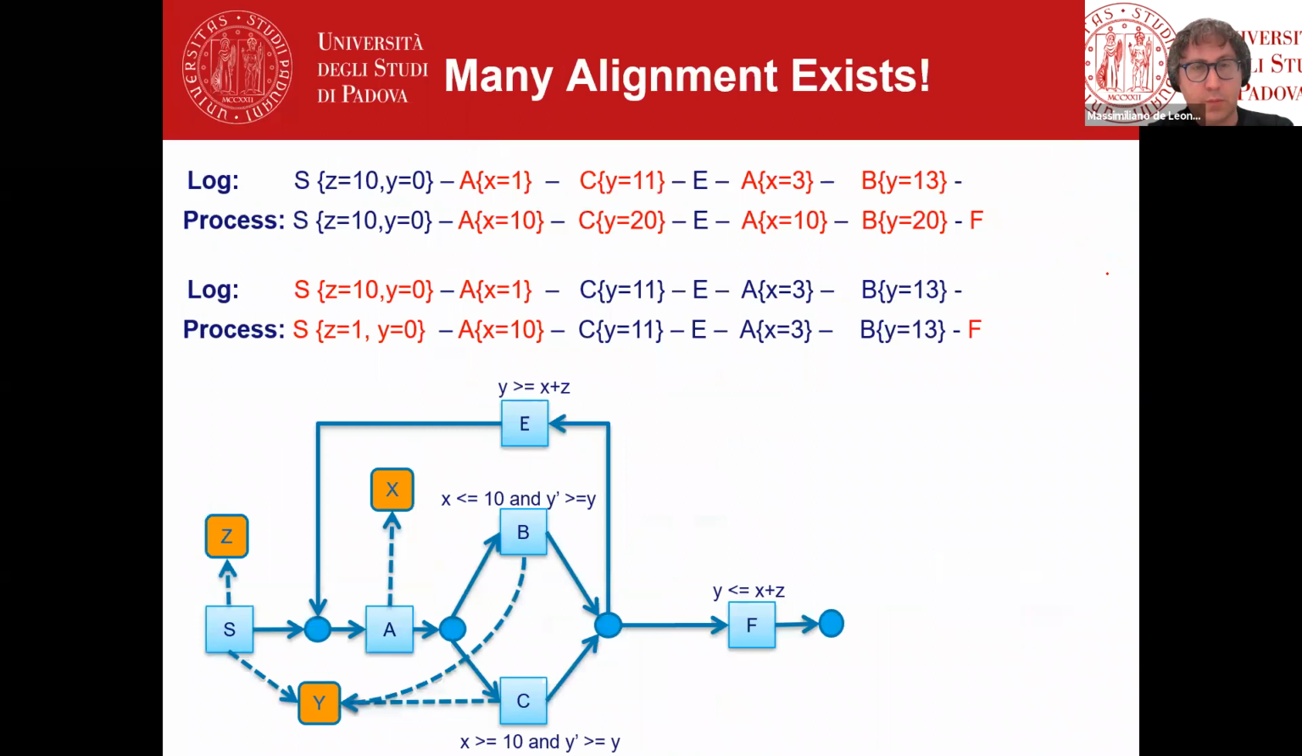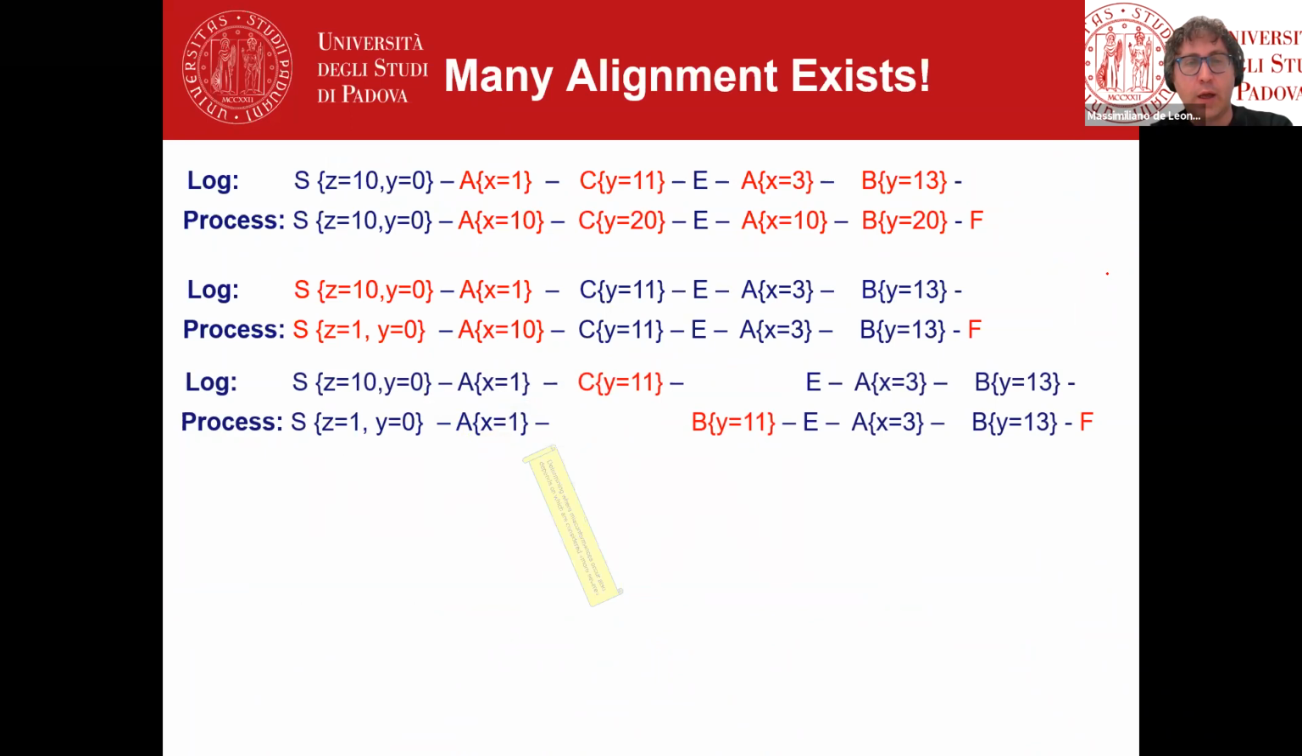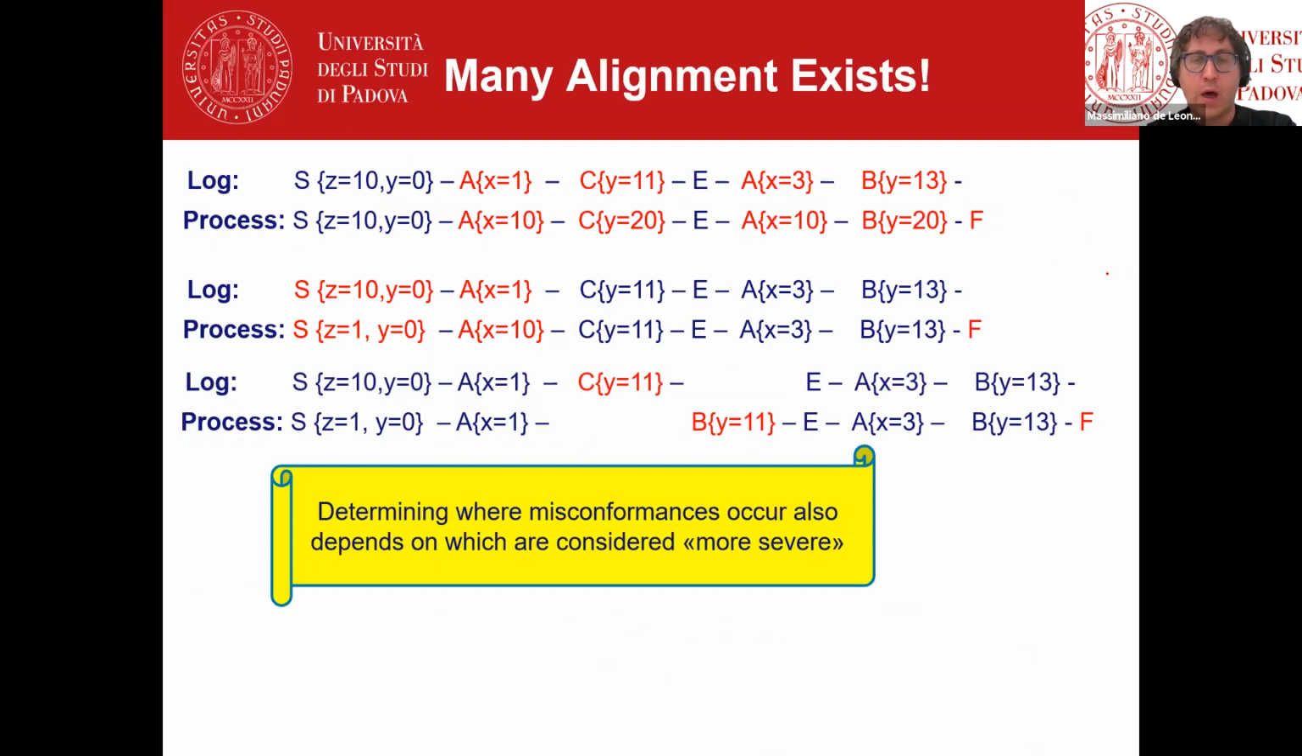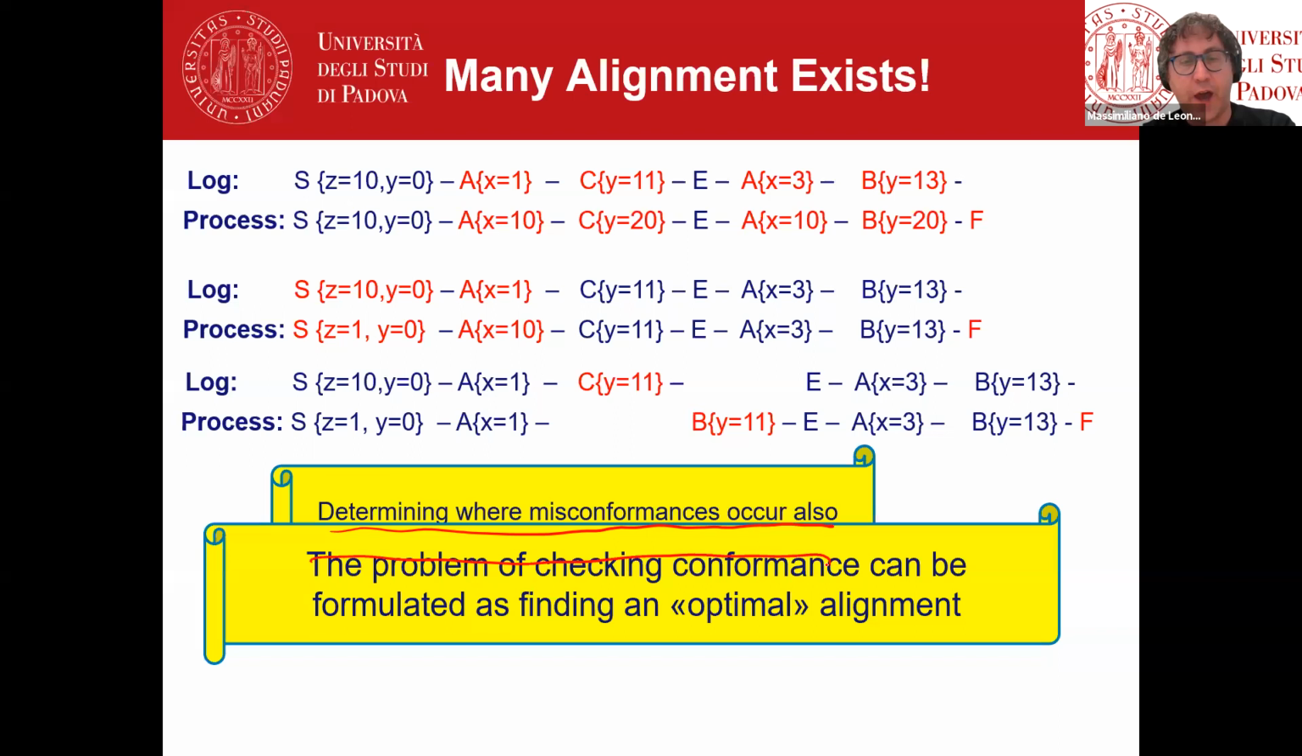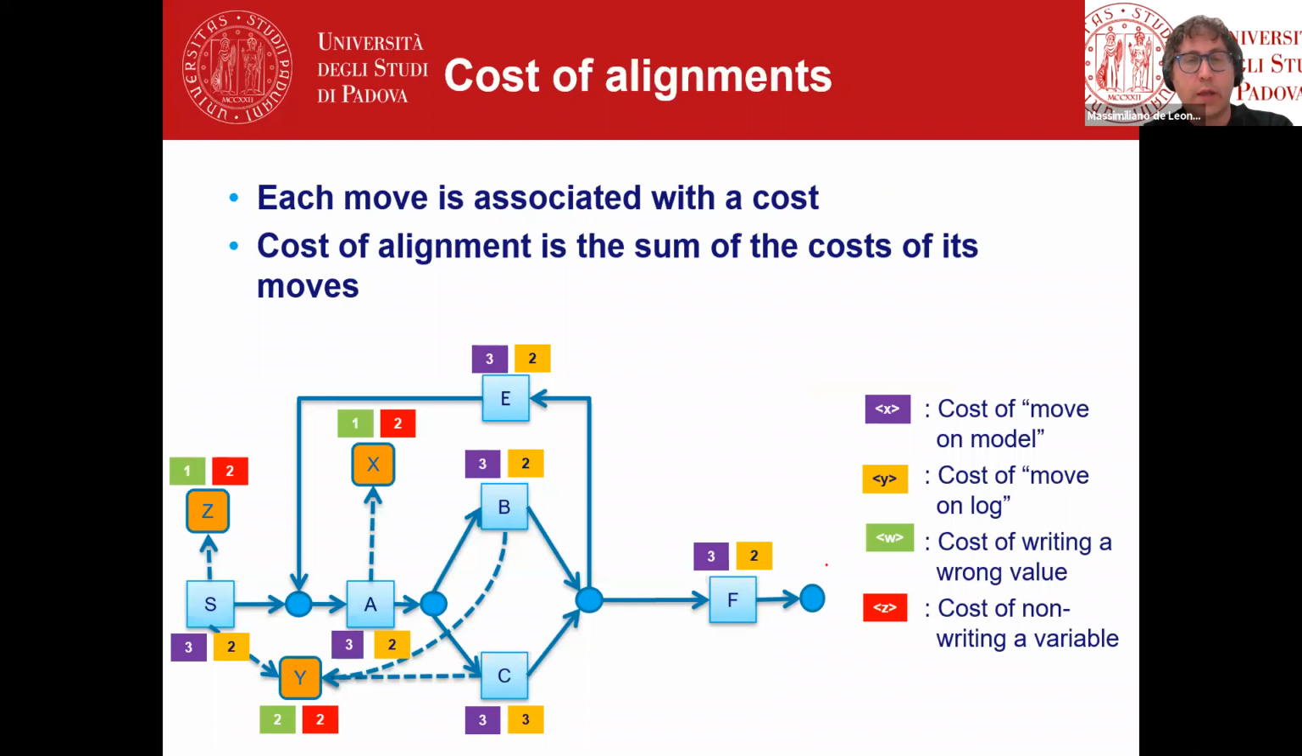Of course, many alignments exist. And now I have to choose one of them. So we need to determine where nonconformances occur, and this also depends on which are considered most severe. So the problem of conformance checking can be formulated as finding what I call an optimal alignment, so the alignment with the lowest cost. And the idea here is that each move, each write of a wrong value, comes with a cost, and I need to minimize this cost.